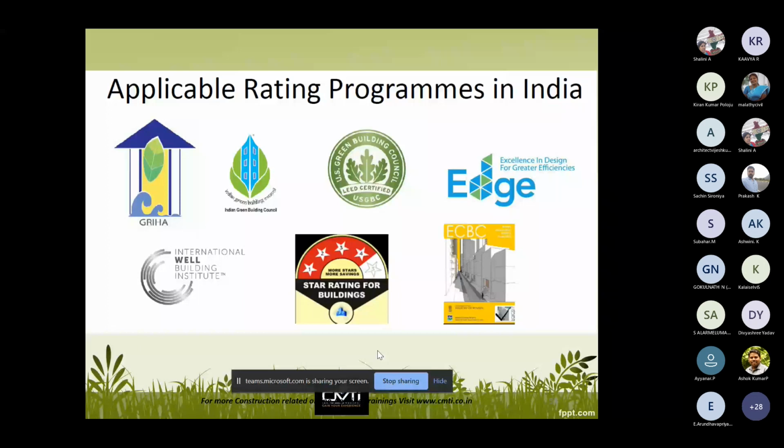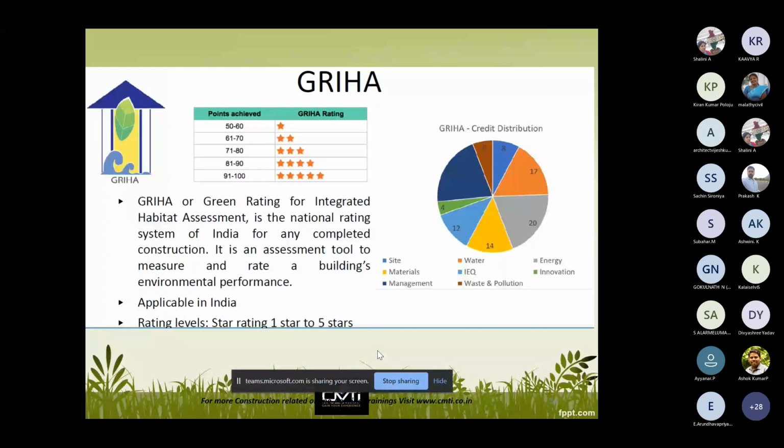Griha gives ratings from 1 star to 5 stars. If your building gets 91 to 100 points on various parameters, then you will get a 5-star rating. Otherwise, the ratings are given based on the marks the building scores. You can see on the right side there is a distribution of parameters: material, site, management, water, waste, pollution, energy, and innovation. For innovation also, there is credit available. Based on this scoring, the auditor will come, evaluate the building, and give the scores.